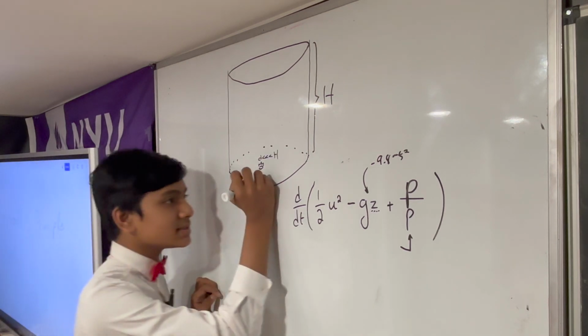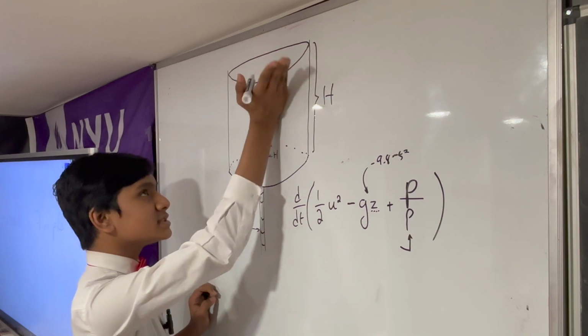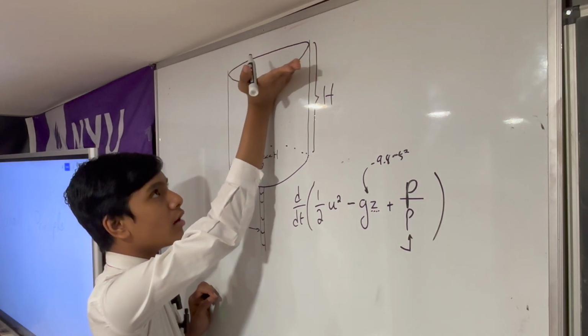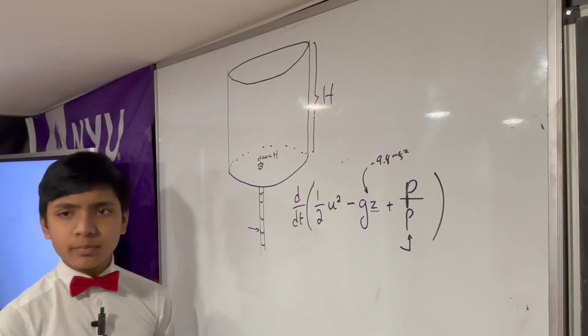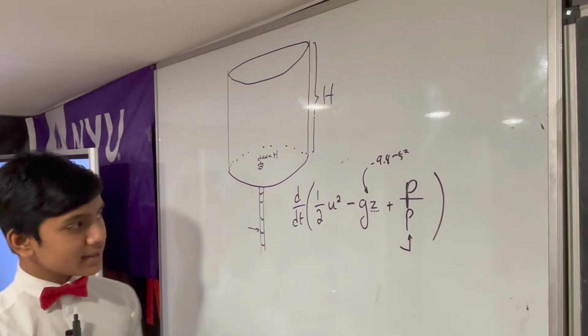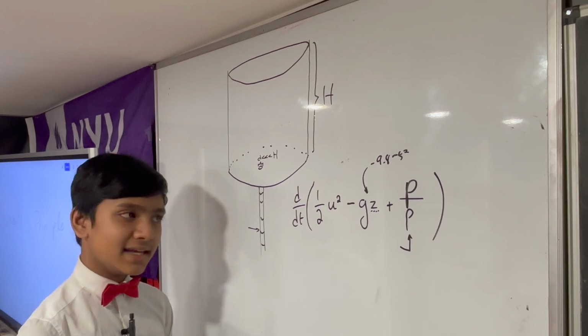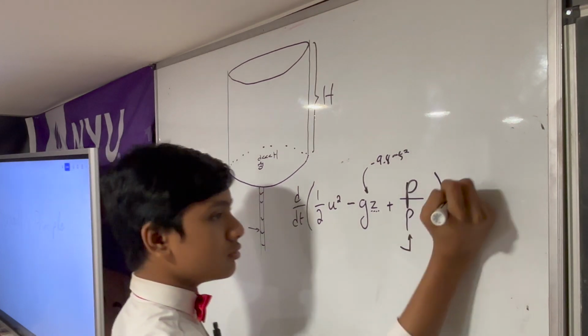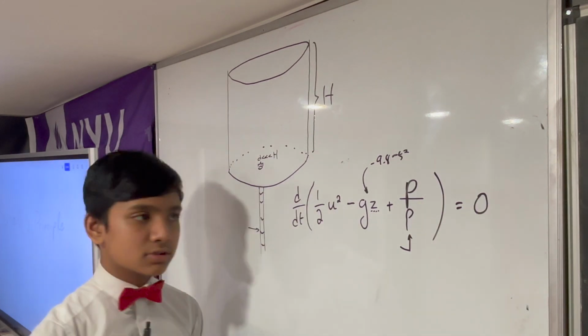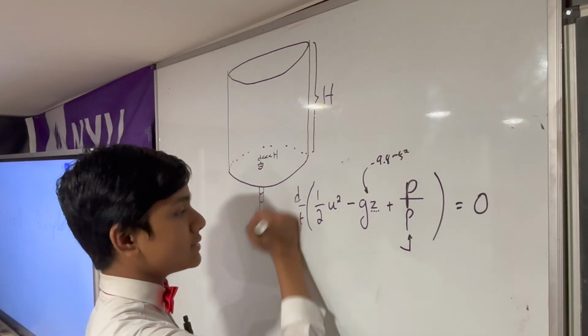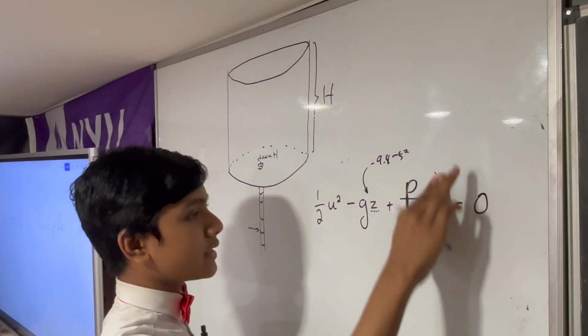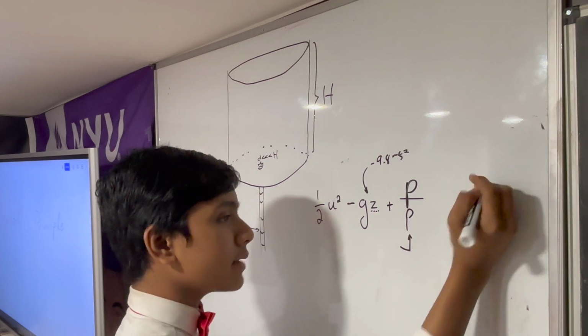But since this is a very small hole, understandably, the level of water is not going to go down by a lot, which means that it's approximately going to be steady state. So this says that this is equal to 0. Or, in simpler terms, that this whole thing is constant over time.